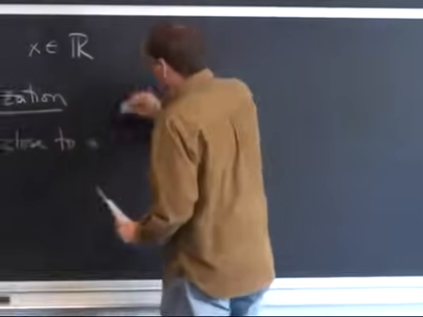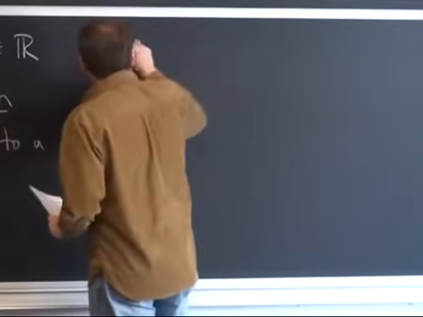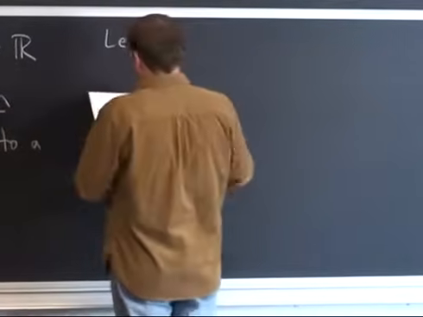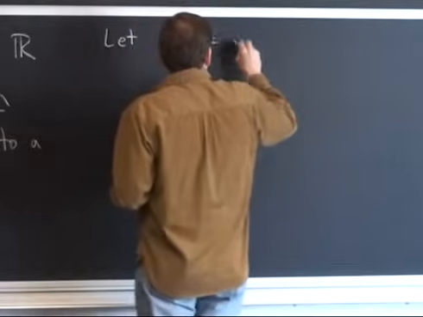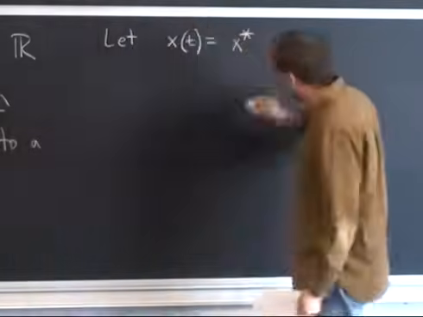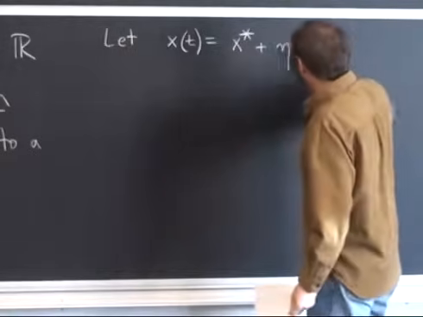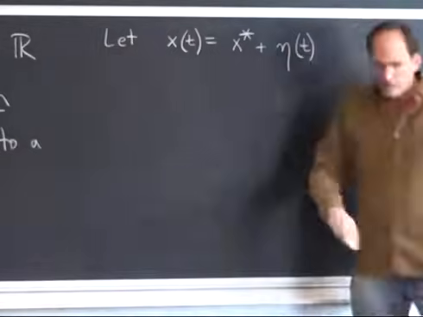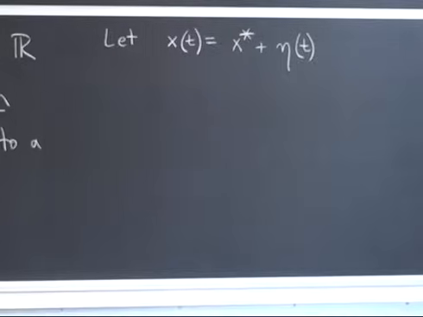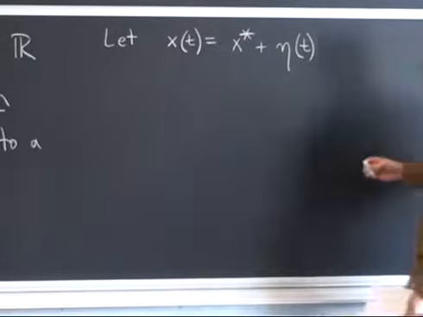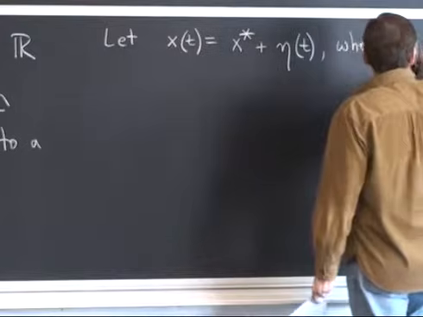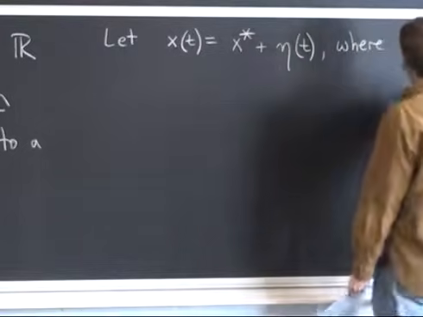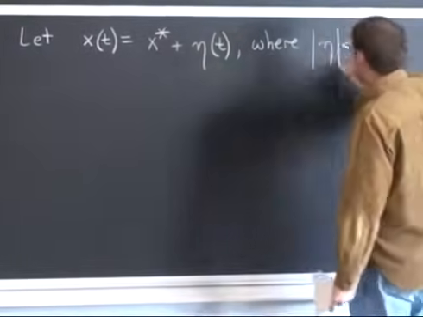And so to do this, we'll say, let's let our x of t be x star, but then plus a little deviation, that I'll call by the Greek letter eta, where we're going to assume that eta is very small in magnitude.